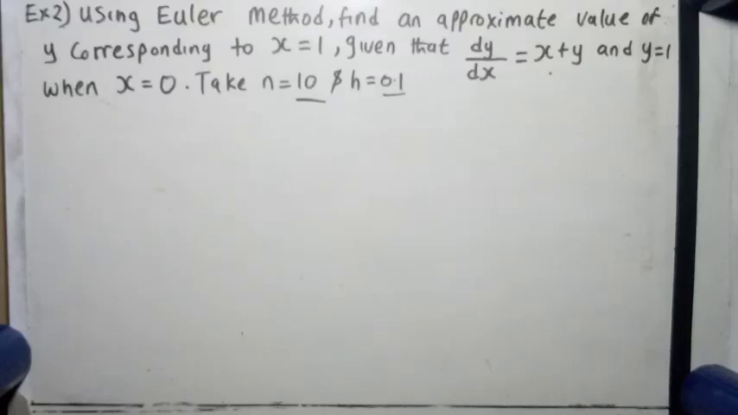Look at another example under Euler's method. Using Euler's method, the question says, find an approximate value of y corresponding to x equal to 1, given that dy/dx is equal to x plus y, and y is equal to 1 when x is equal to 0. Take your n to be 10 and your h to be 0.1.